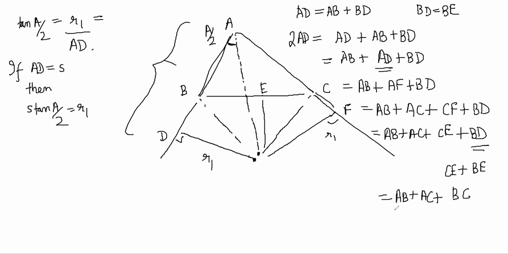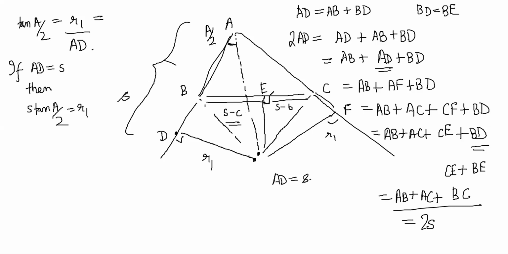So it becomes the perimeter. So 2AD becomes 2S, so AD becomes S, right? You understand? So what we have figured out is that the length of the whole tangent from A to this excircle is equal to S. And this distance we had earlier figured out as S minus C, and this distance was S minus B. So S minus C plus S minus B becomes 2S minus B minus C, which is equal to A, right?